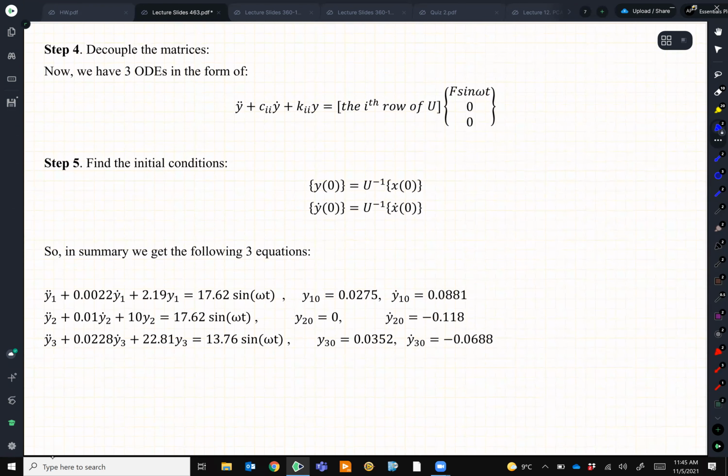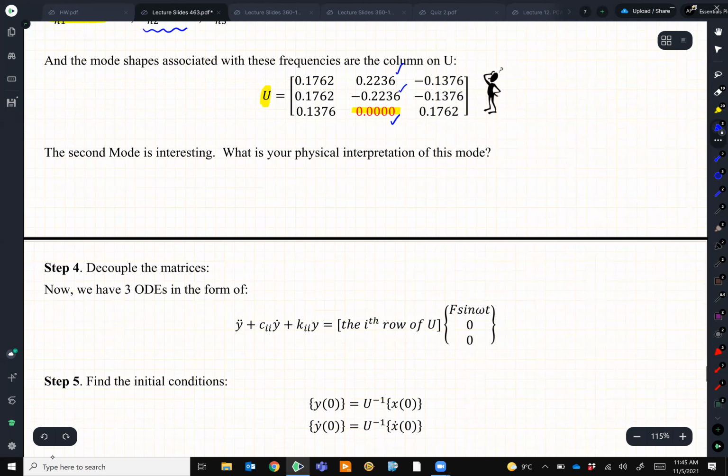And after that, you know what to do. You have your modal matrix.